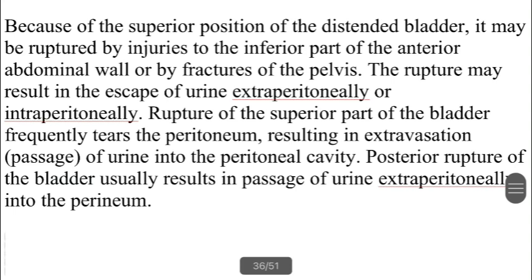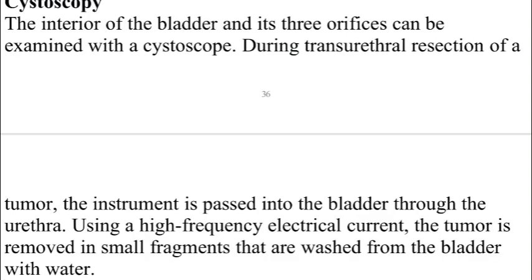Now I need to talk about cystoscopy. The interior of the bladder and its three orifices may be examined with what we call a cystoscope. During transurethral resection of a tumor, for example, the instrument is passed into the bladder through the urethra. Then high-frequency electric current is used to remove the tumor in small fragments that are washed from the bladder with water.